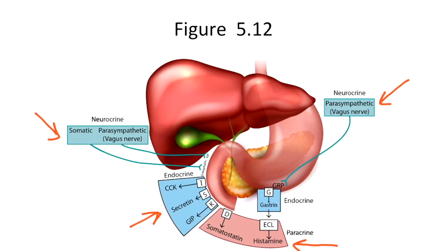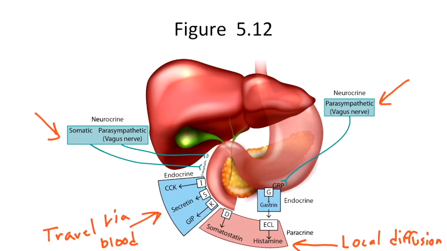Endocrine simply means these hormones are released into the blood, then travel to the portal vein, and then exert their effect on the target cells. Paracrine means the hormone diffuses locally to the target cell. For example, histamine. Histamine was discussed in section 1 of this chapter, and histamine will diffuse from the ECL cells and then exert its effect on the parietal cells.